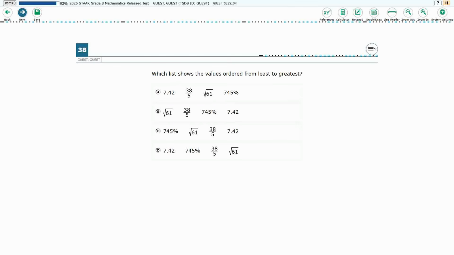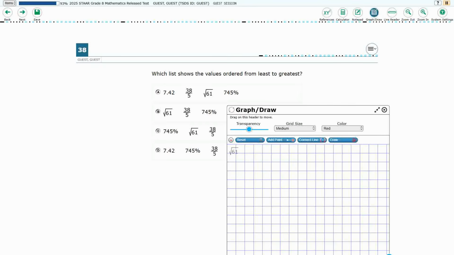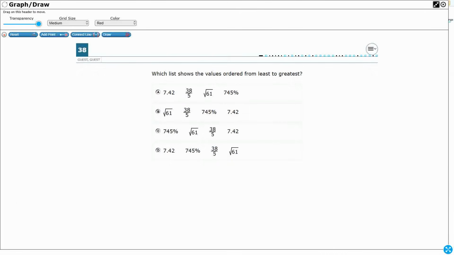38, we are dealing with ordering numbers, and we need to find the values from least to greatest. This is 8.2D.